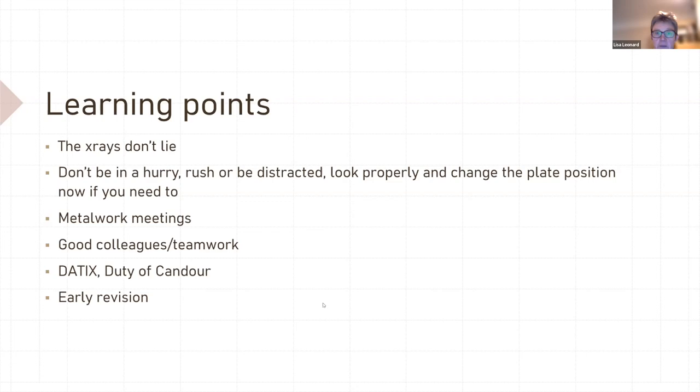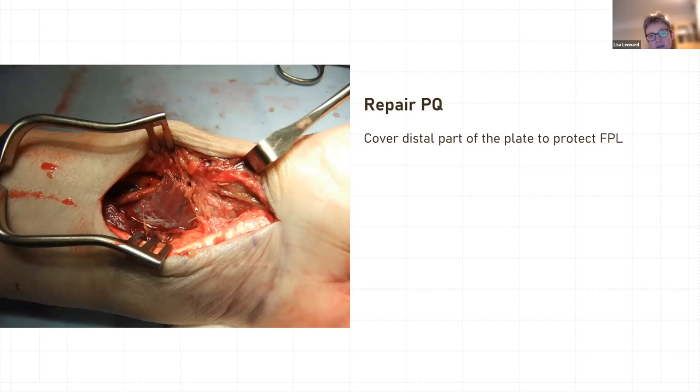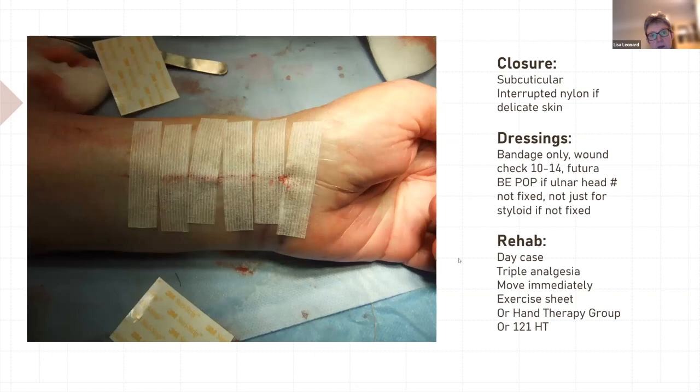Then I always try and repair pronator quadratus unless it's been in absolute tatters, and I do think it's worth putting some stitches in there of the distal part to cover the plate, and that protects your FPL. I usually use a subcuticular closure, but in very delicate little old lady skin, I would use interrupted nylon. That's my go-to safe suture. I only treat them with a bandage.